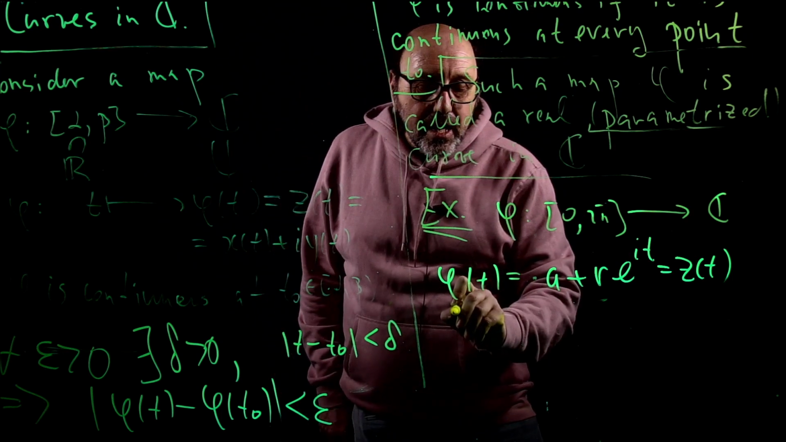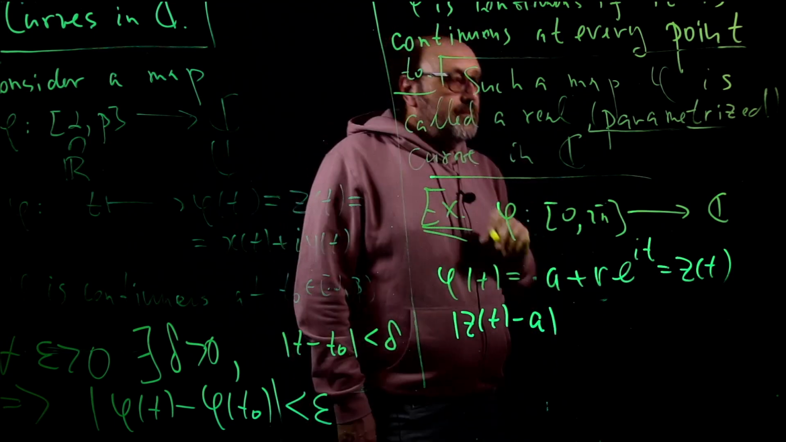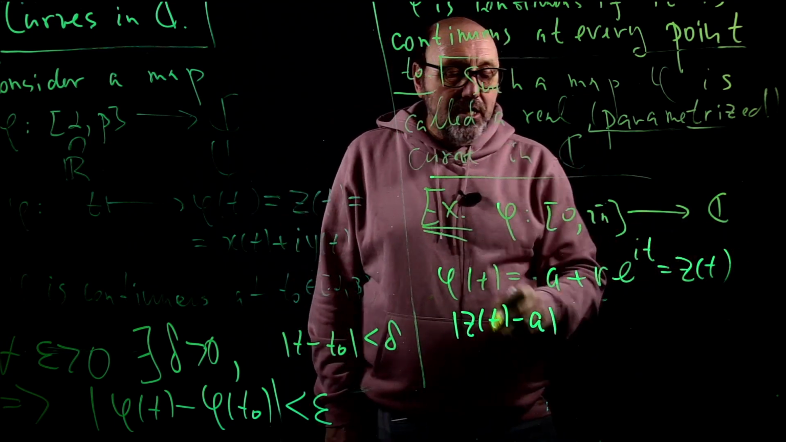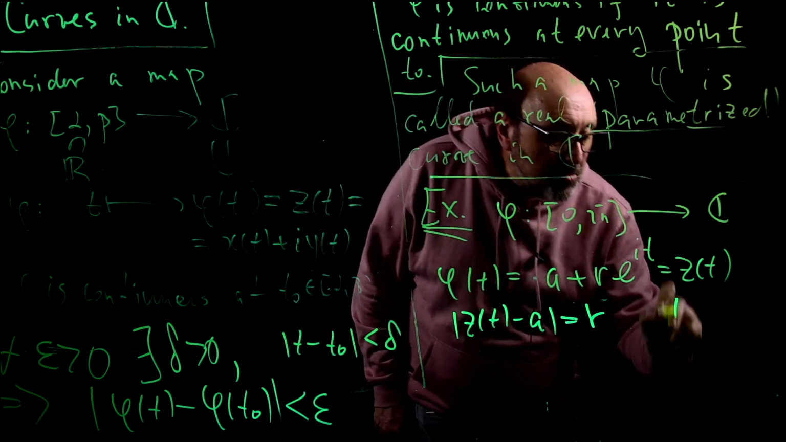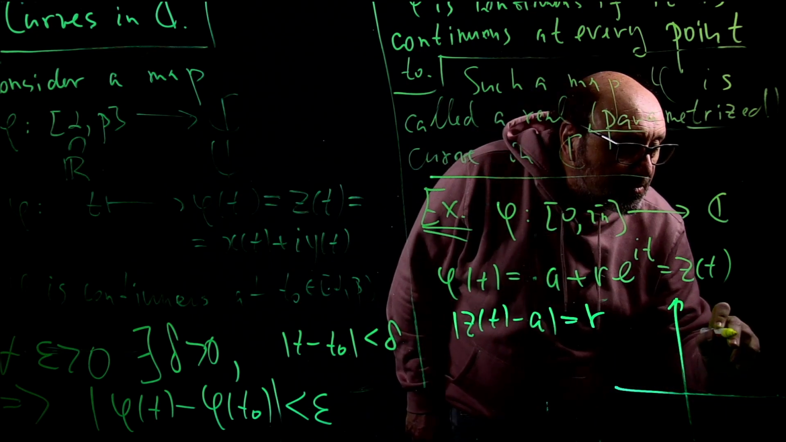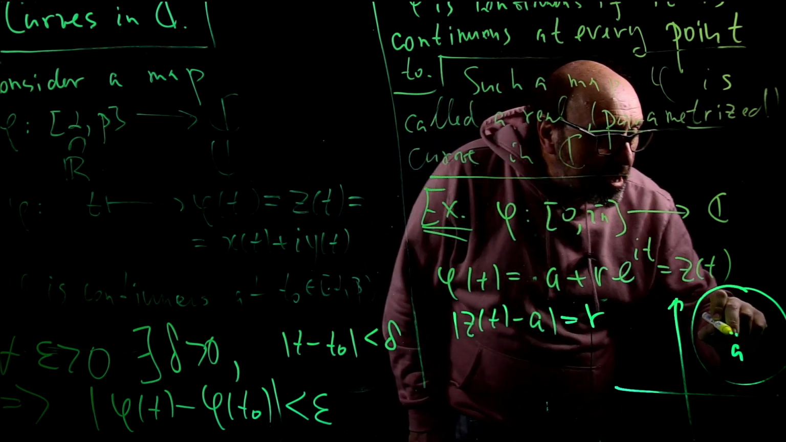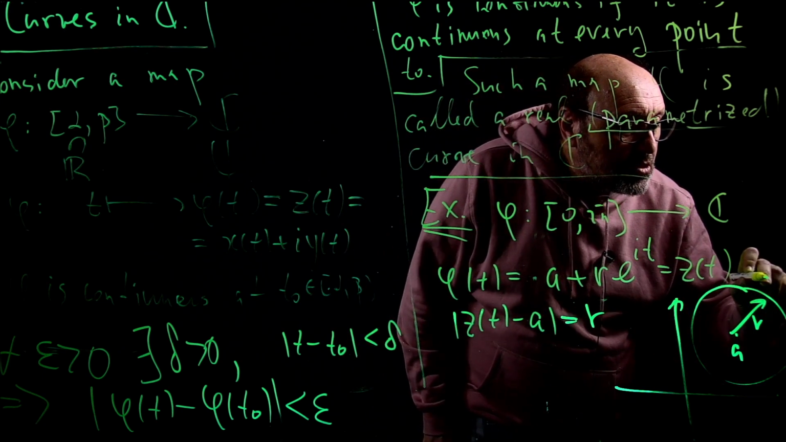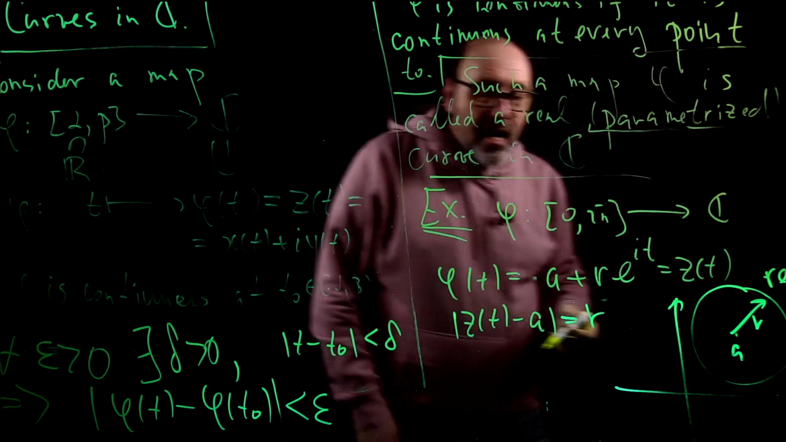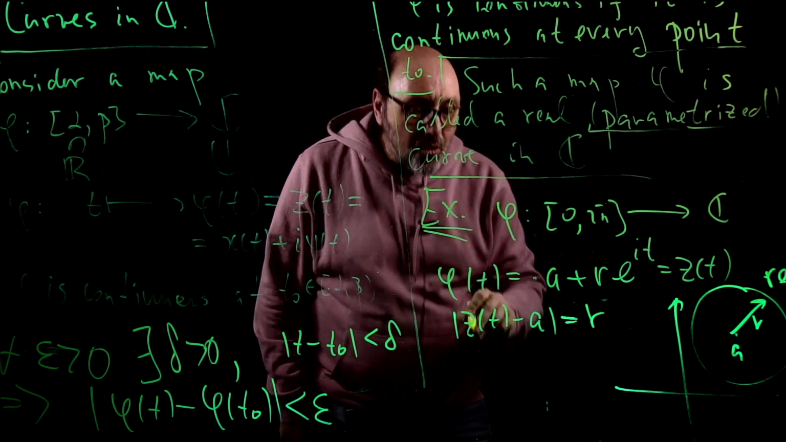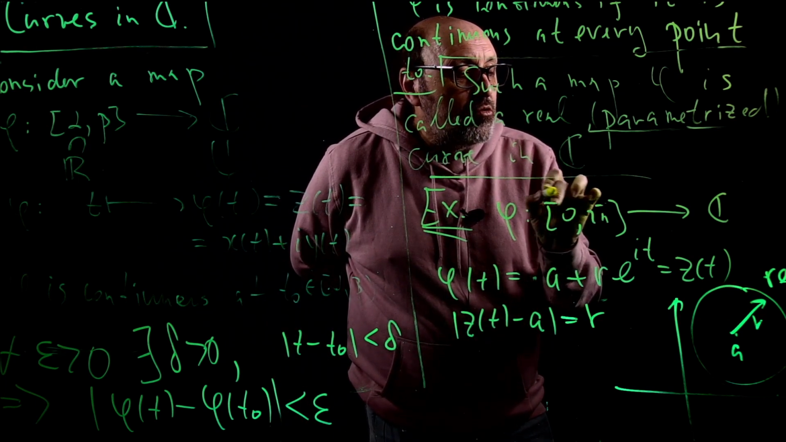But then you see that z of t minus a, just put a on the right side and take the modulus, is equal to r for any t. So this means that all our points belong to the circle centered at point A and of the radius r. So this is your r exponential it.